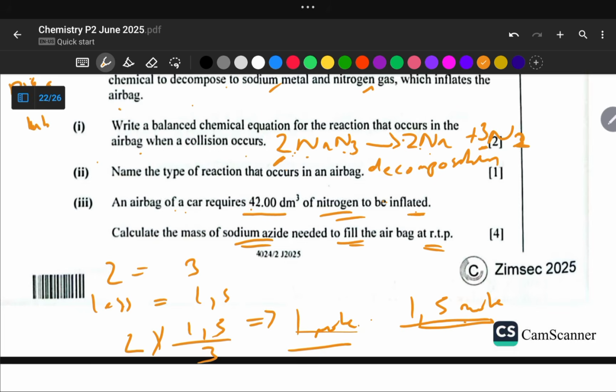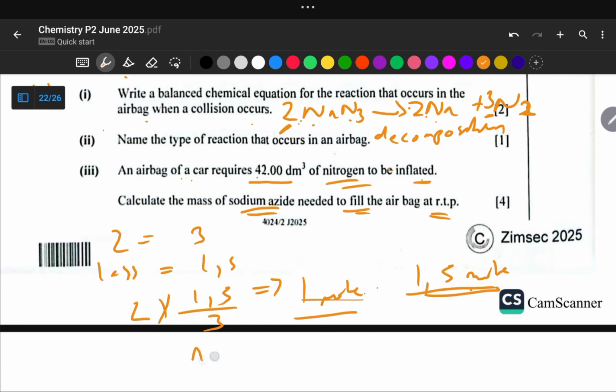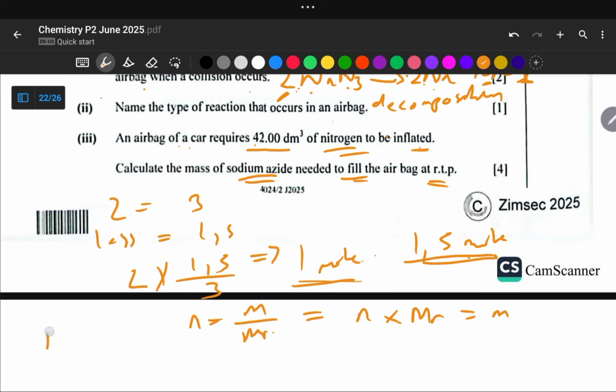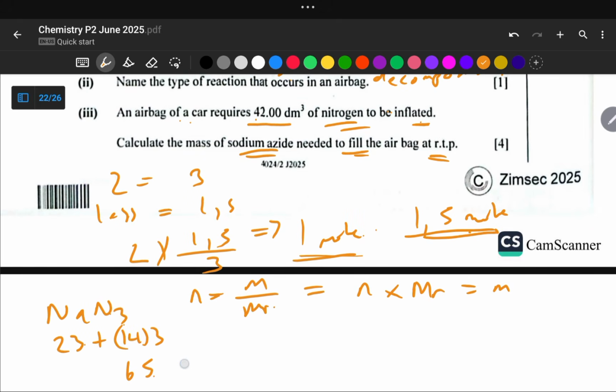So the mass of 1 mole of sodium azide: n is equal to mass over Mr, so mass is n times Mr. The molecular mass for sodium azide, NaN3, is 23 plus 14 times 3. So 14 times 3 will give us 42, plus 23, and this will give us 65. This will give us 65 grams, and we are done.